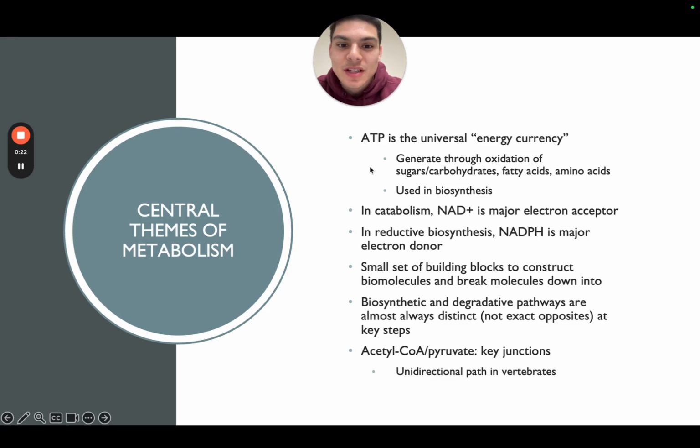Let's do it. So just central themes of metabolism. ATP is universal energy currency. We know this. Cells run on ATP, and it's generated through oxidation of sugars, carbohydrates, fatty acids, and even amino acids as well. And it's used in biosynthesis. And in catabolism, NAD plus is a major electron acceptor that will say, hey, give me all the energy that you're harnessing from catabolic reactions, and I'll take it and bring it to ETC, into the mitochondria.